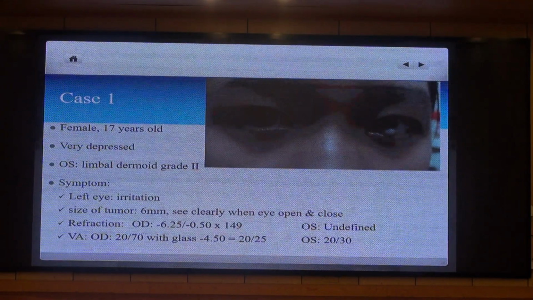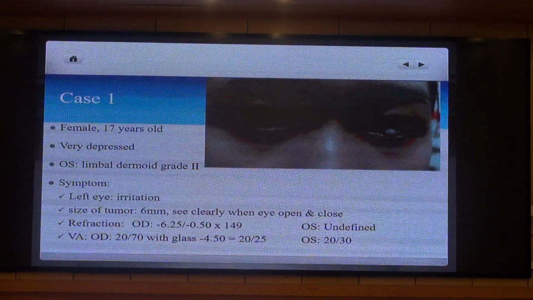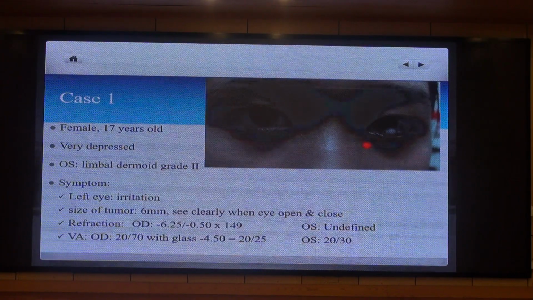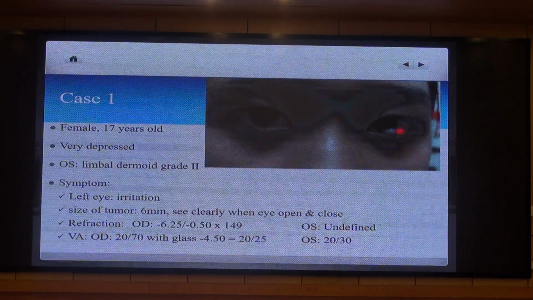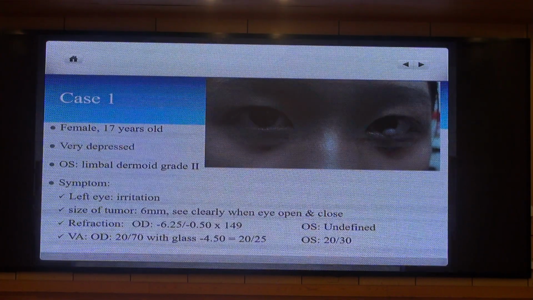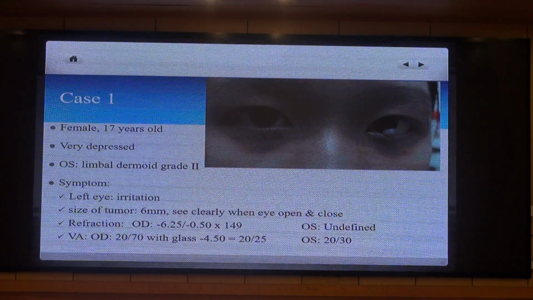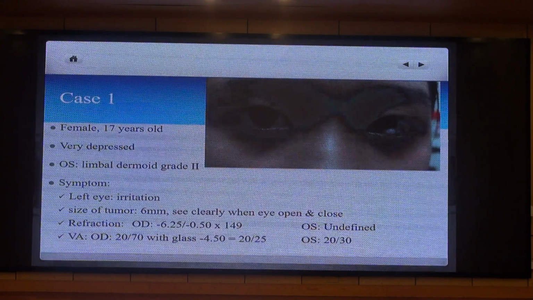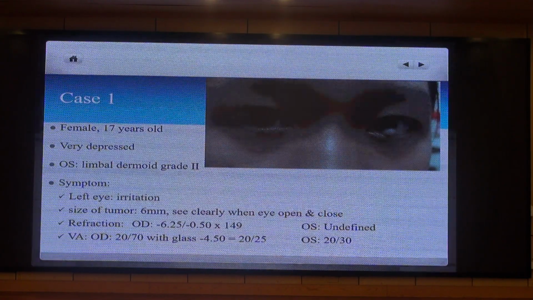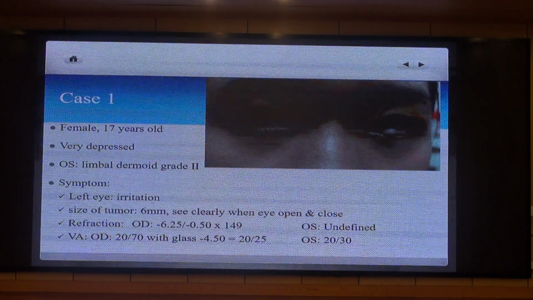Here is one case I want to show you, my patient with the tumor in the left eye. The grade of tumor is grade 2 with 6.5 millimeter. She is a female, 30 years old. When she came to us, she was very depressed about her face with that tumor. She always felt unconfident and very sad about this because she is a girl and now she has grown up.